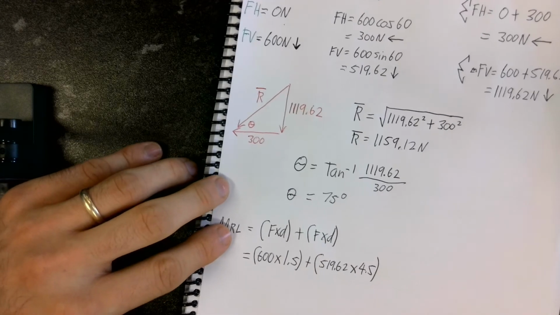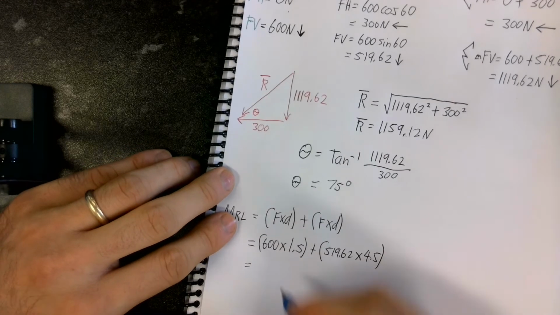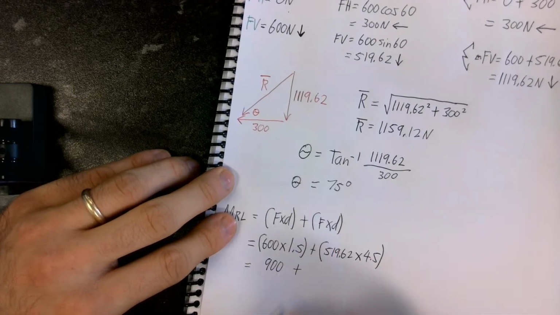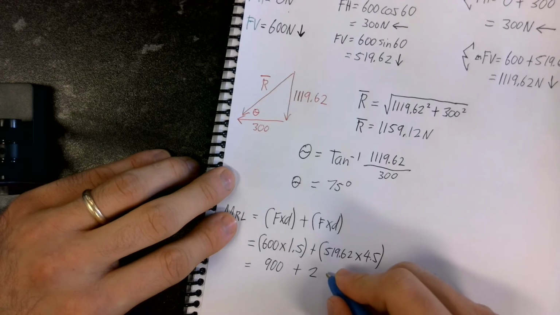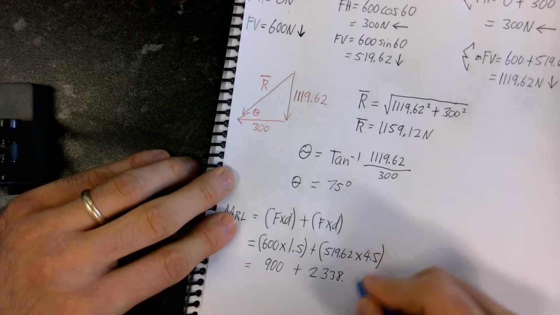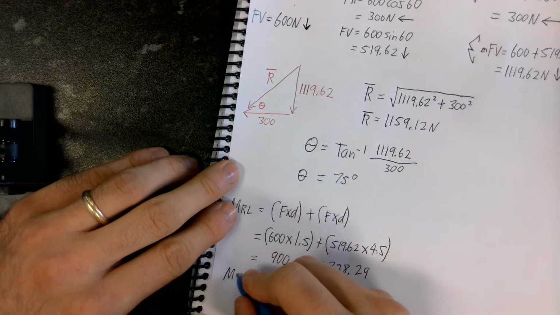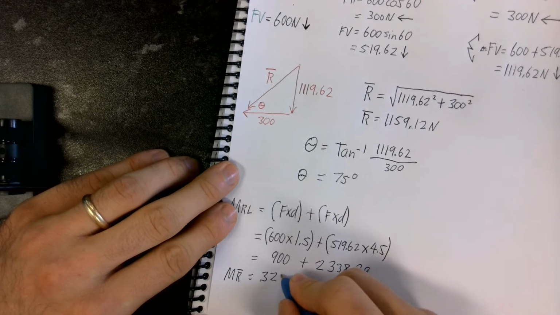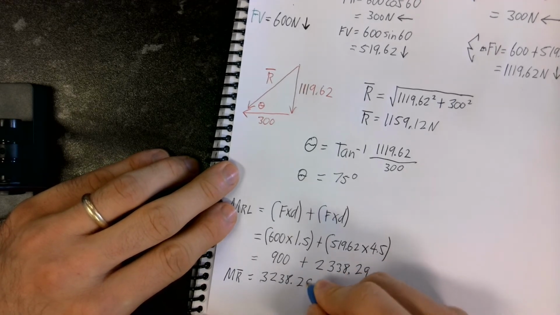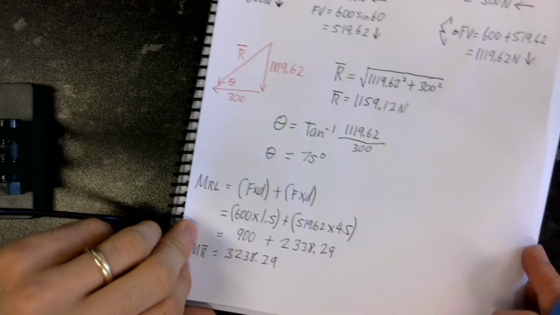Now we've done that, we can work this out. So 600 times 1.5 is 900, plus 519.62 multiplied by 4.5 is 2338.29. And that's telling us that our moment resultant is 3238.29.